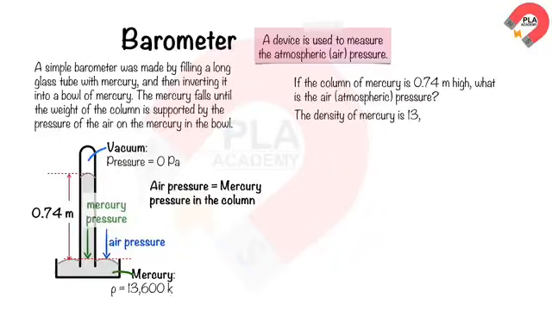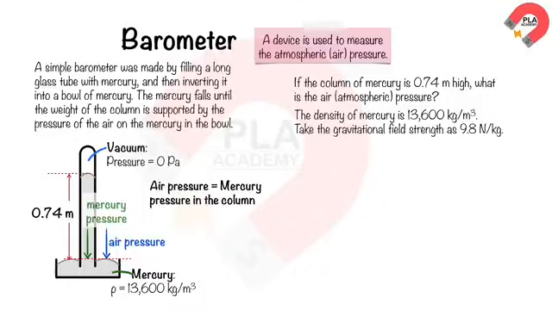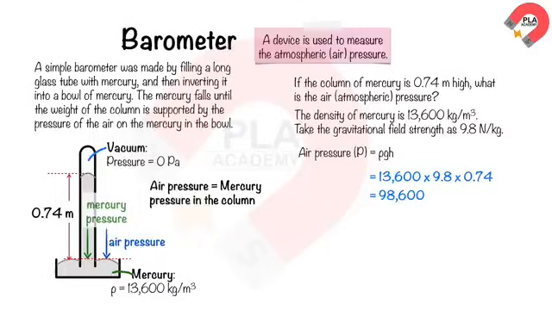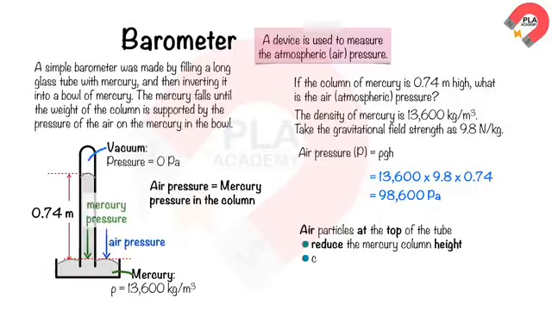The density of mercury is 13,600 kg per cubic meter. Take the gravitational field strength as 9.8 newtons per kilogram. The air pressure is equal to rho g h. Substituting rho equals 13,600, g equals 9.8, and h equals 0.74, P equals 98,600 pascals. Air particles at the top of the tube reduce the mercury column height, causing the barometer to underestimate the true air pressure.